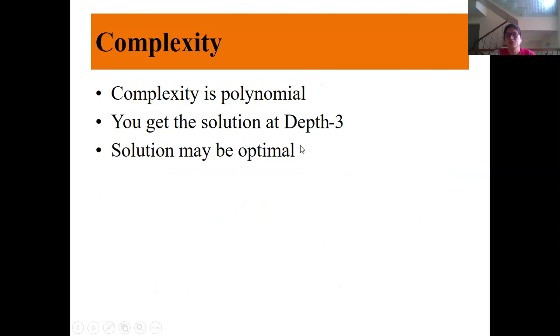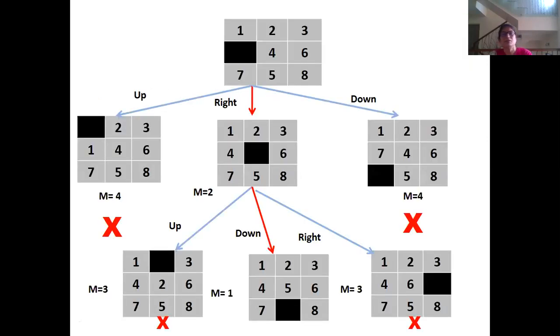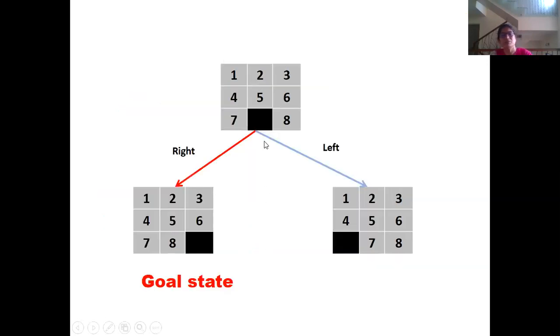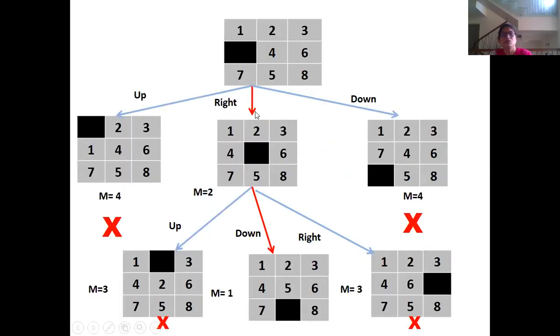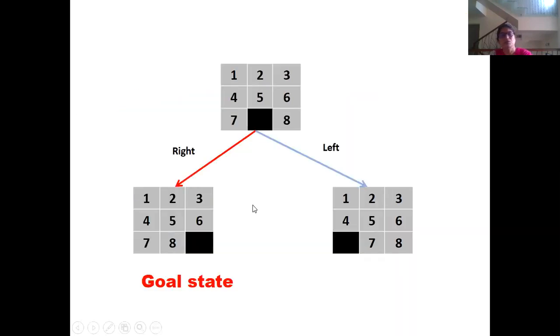So you get the solution at depth 3. Again, I repeat, the solution may be optimal here. Right now, we got the optimal solution, but every time you may not get the optimal solution. So how did we get the solution at depth 3? This was our search. What we followed? This is the only state which expanded further into further states. Among these also only one state is expanded for the solution, and then finally you get the goal state, right? So 1, 2 and 3.